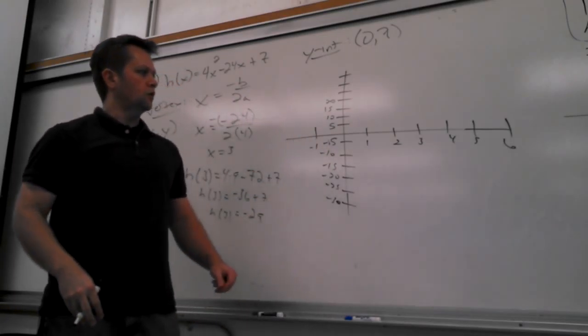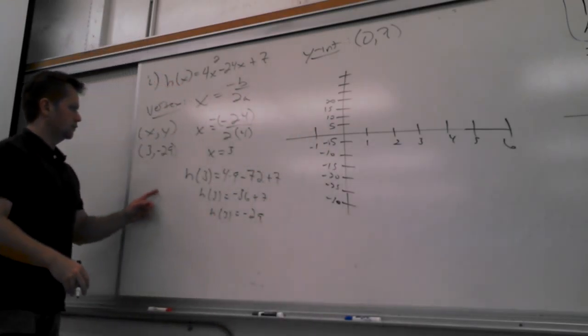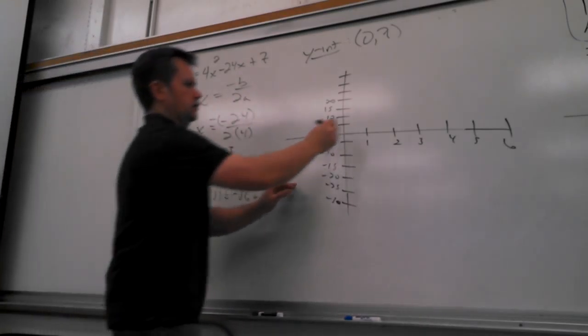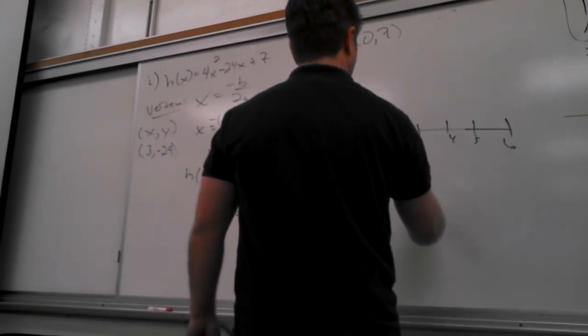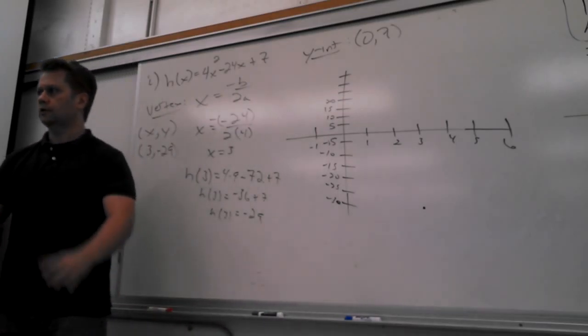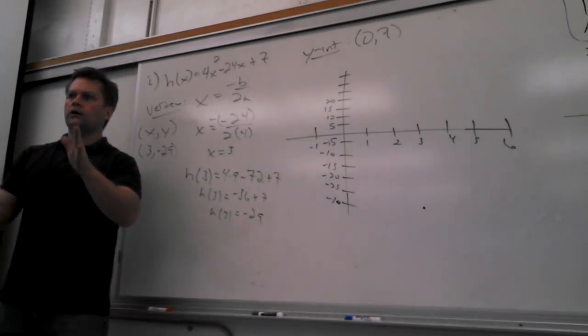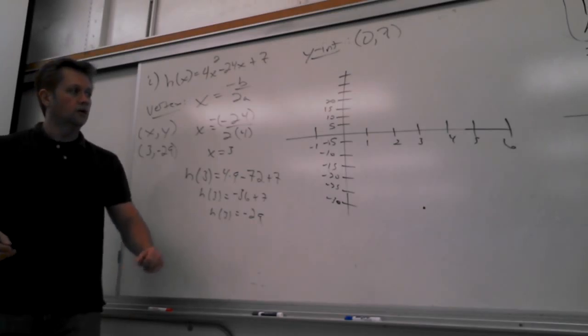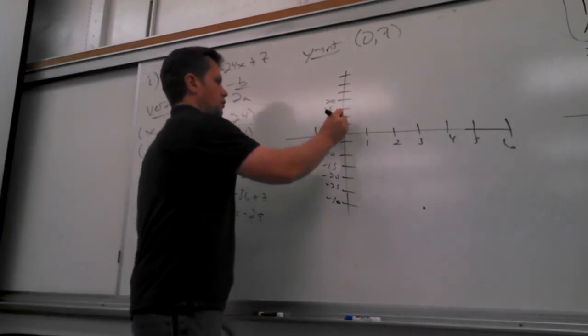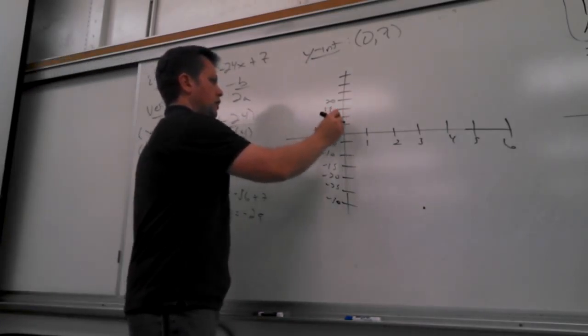There you go. So where's my vertex? (3, negative 29). So about right there. All right, we stop there, right? Is that cool? Where's my y-intercept? (0, 7). Where's one more point that I can get without doing any work at all?